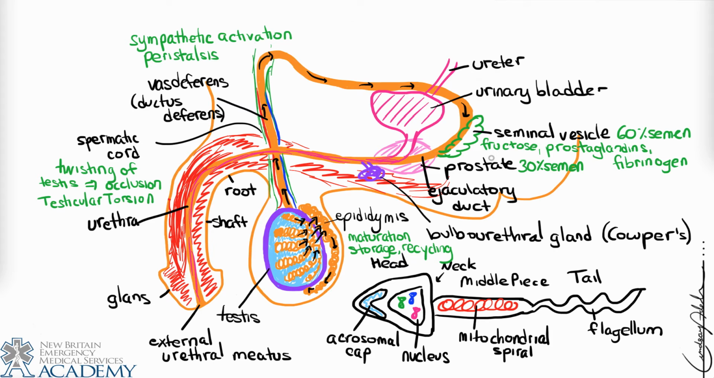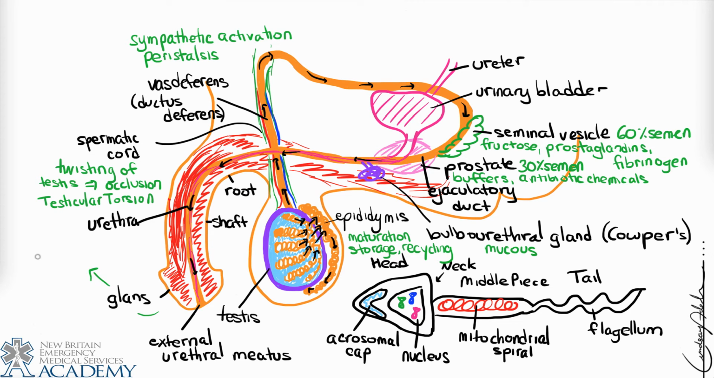The prostate is the next stop, and it contributes about 30% of the semen, which includes things like buffers and antibiotic chemicals so that the male doesn't get a urinary tract infection. As we pass through the prostate and enter the urethra, we have one more gland to pass, which is the bulbourethral gland, and we get release of sticky mucus, which can also help to neutralize the acid of the urine if there's any urine left over in the urethra.